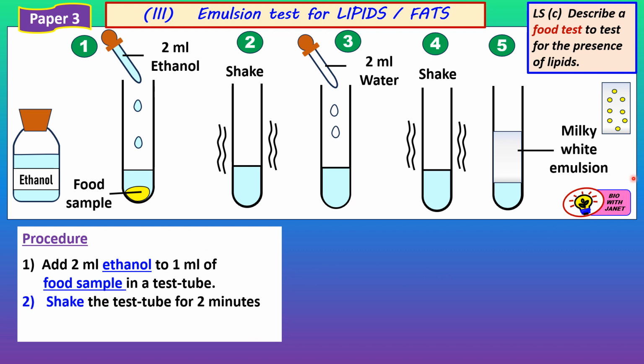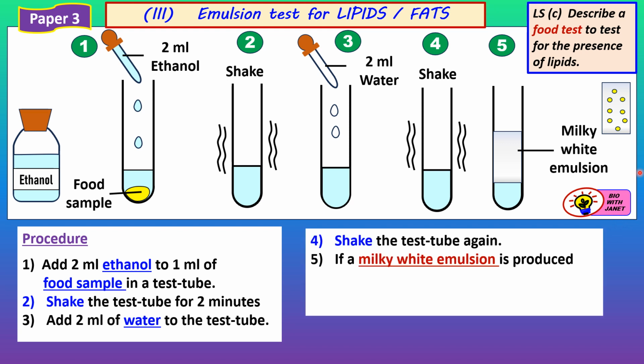Next, shake the test tube for 2 minutes to ensure that the ethanol dissolves any lipids in the food sample. Ethanol, which is an alcohol, can dissolve the lipids or oils or fats, but water cannot dissolve any lipids or oils or fats, but ethanol can. So after you shake the test tube, next you add 2 ml of water, the same volume of water as the volume of ethanol used. So add 2 ml of water to the test tube and then shake again.